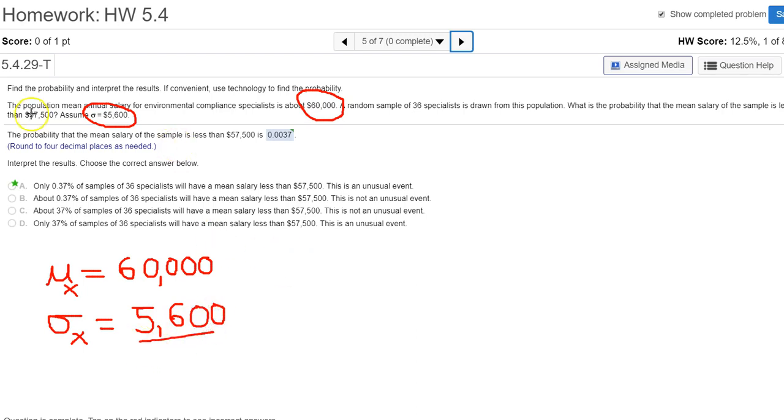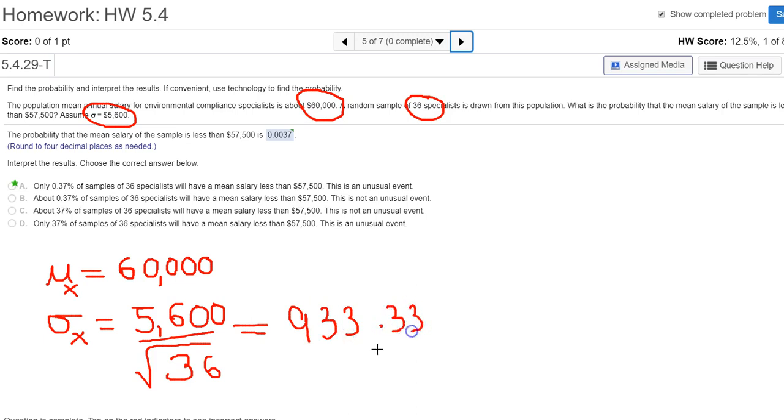divided by, what's my sample size here? A sample of 36 specialists, so the square root of 36. Alright, so I have my standard deviation. 5,600, let me do that using a calculator, divided by the square root of 36, which is 933.33. So I have my sample mean, I have my sample standard deviation, and they're asking me to find the probability of a sample mean less than 57,500.